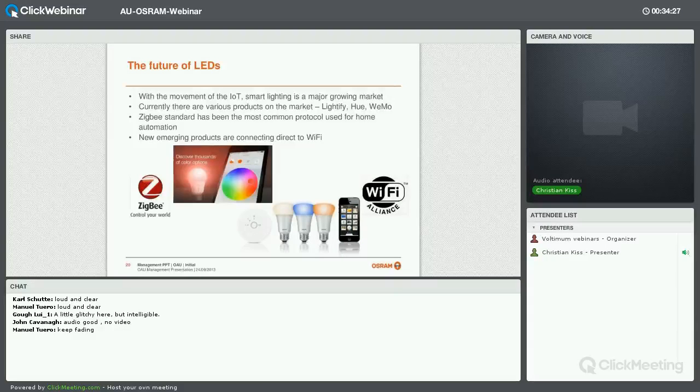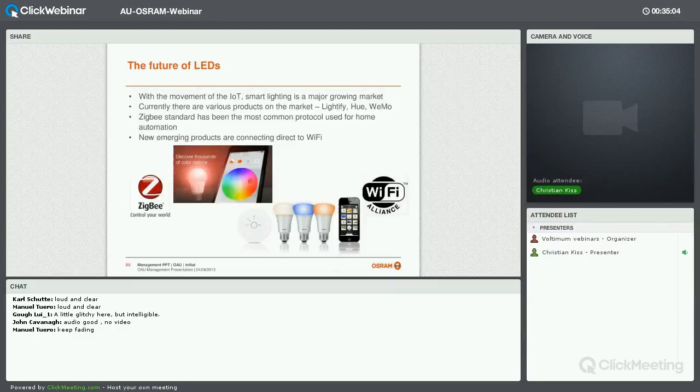So what are some of the future trends with LED currently? With the movement of the Internet of Things, smart lighting is a major growing market at the moment. You've probably seen a lot of these products on the market. There's various right now. For example, OSRAM, we've got our Lightify product. Philips have Hue. Belkin have their Wemo as well. These are smart lighting products where you can control them with a smartphone app, be it with an Apple device or an Android device, and using Wi-Fi and things like that.